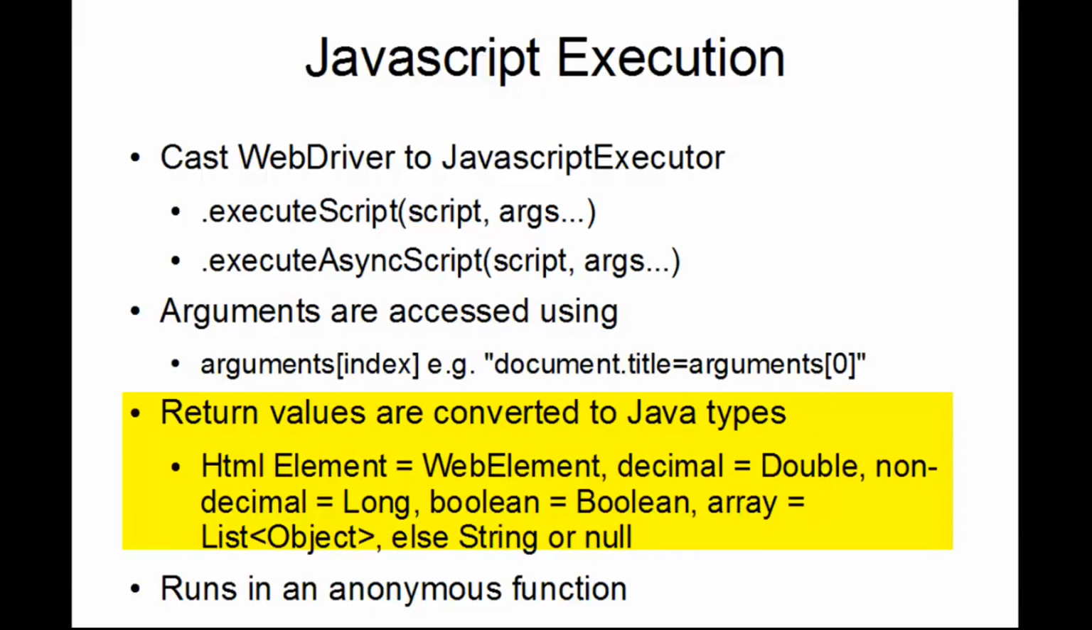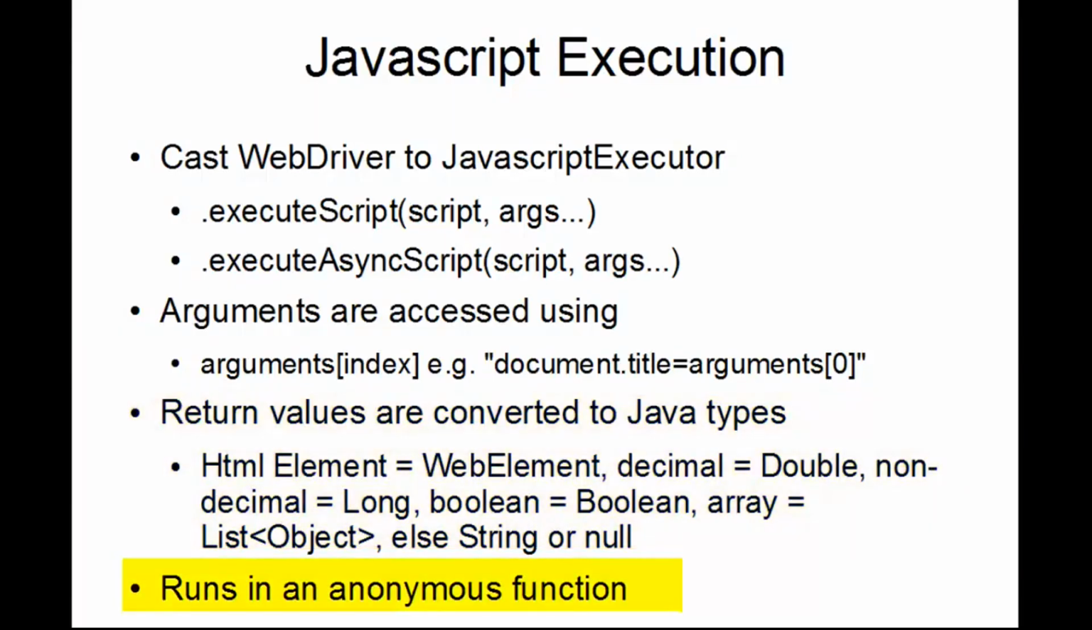So if we return an HTML element, we'll get a web element back. If we return a decimal from JavaScript, we'll get a double. If we return a number, we'll get a long. If we return a boolean, we get a boolean. If we return an array, then we get a list of objects. Otherwise, we get a string back, or null if nothing's returned.